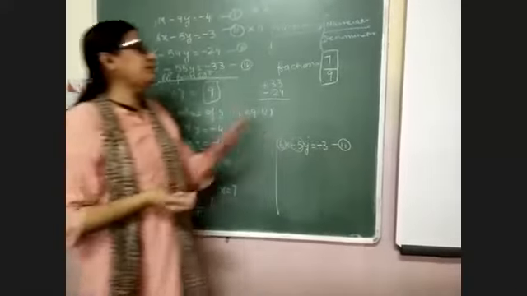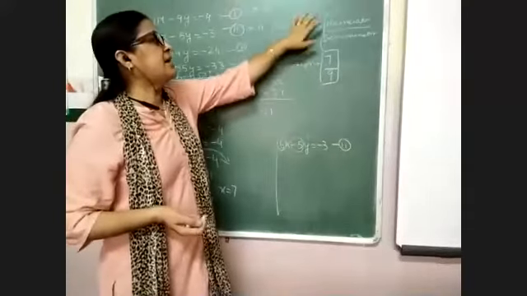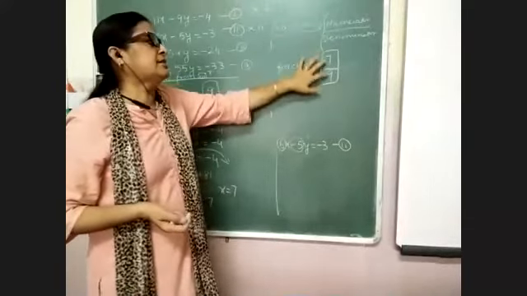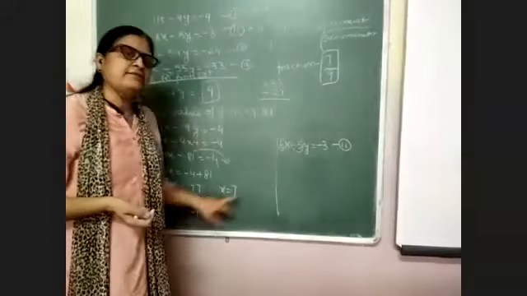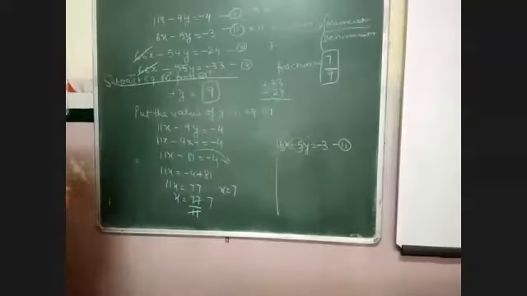You have to find the fraction also in this question. Fraction is numerator upon denominator. So your numerator is 7 and denominator is 9. So the answer is 7 upon 9.